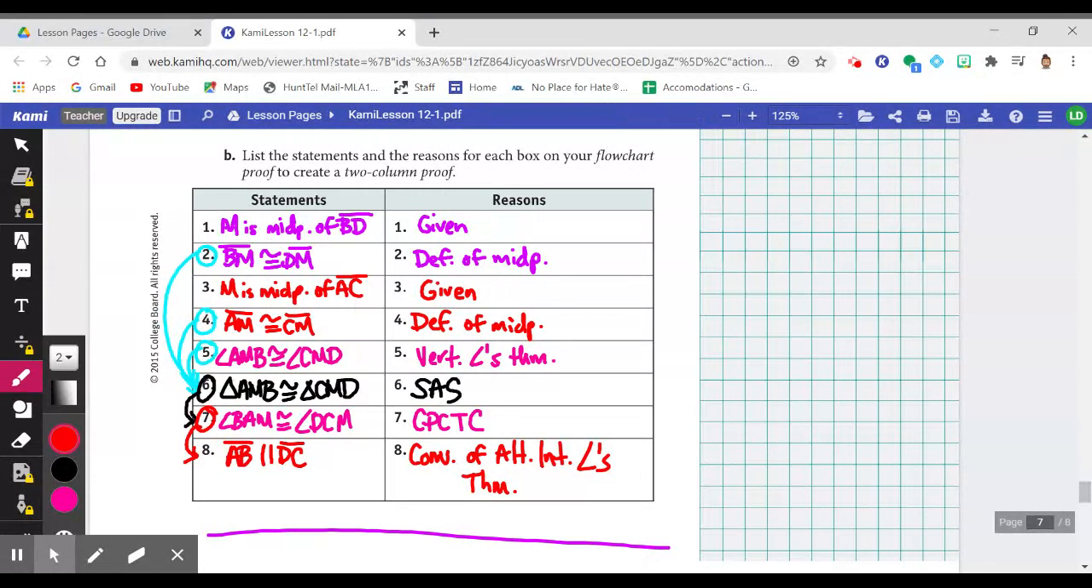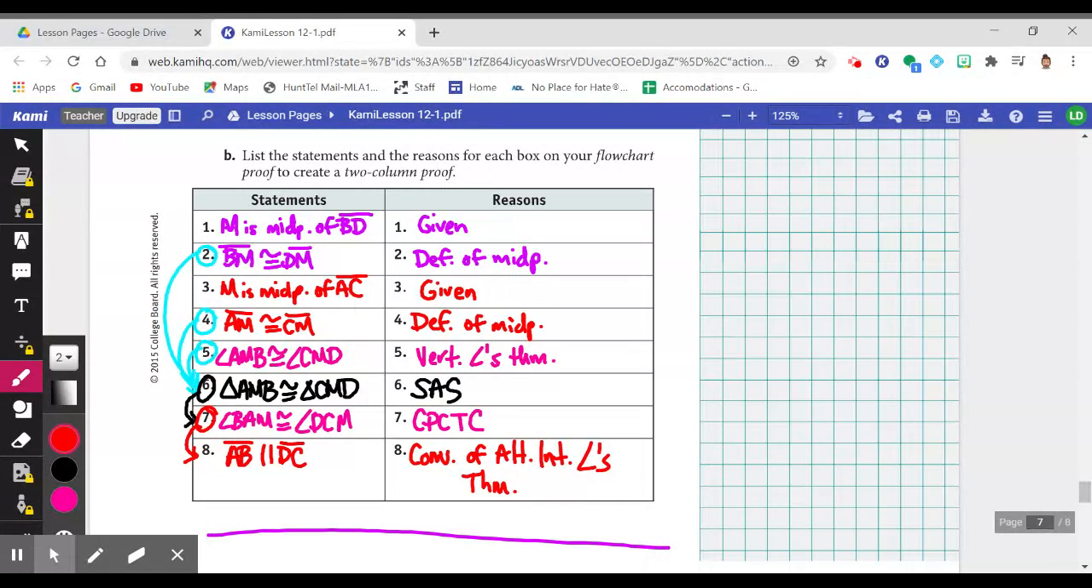And then statement 6 leads us to statement 7, and because the two triangles are congruent, any other corresponding parts are congruent as well. And then from statement 7, because these two angles were congruent, the two sides that they were on were parallel because of the converse of the alternate interior angles theorem.